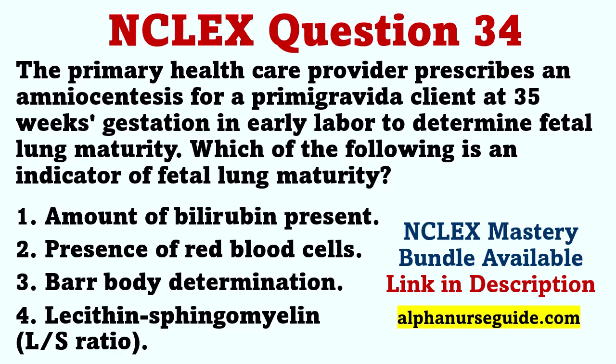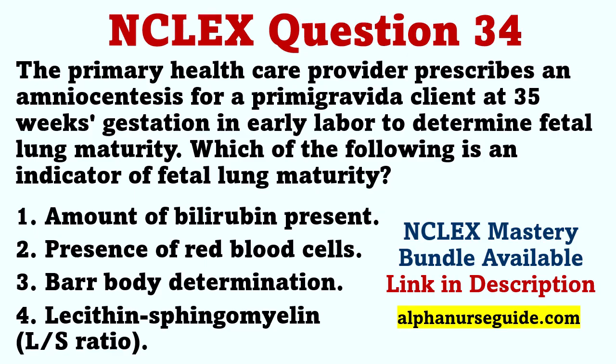The correct answer is 4. To determine fetal lung maturity, the sample of amniotic fluid will be tested for the L/S ratio. When fetal lungs are mature, the ratio should be 2:1. Bilirubin indicates hemolysis and, if present in the fluid, suggests Rh disease. Red blood cells should not appear in the amniotic fluid because their presence suggests fetal bleeding. Bar body determination is a chromosome analysis of the sex chromosomes that is sometimes used when a child is born with ambiguous genitalia.